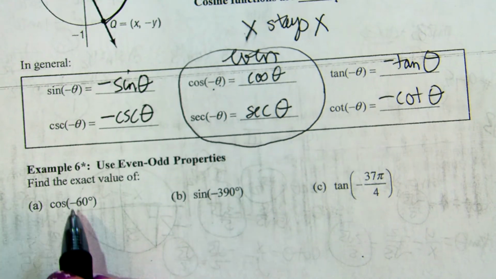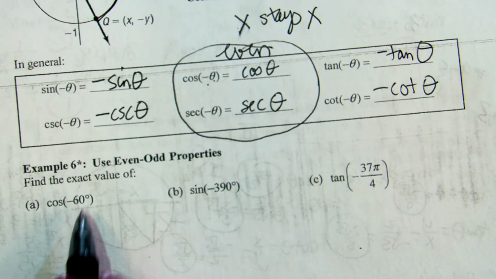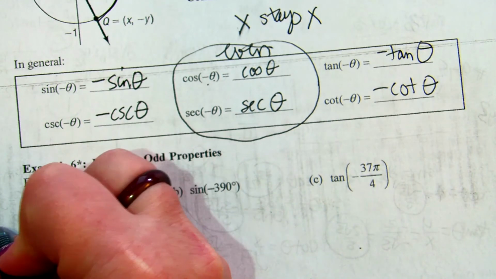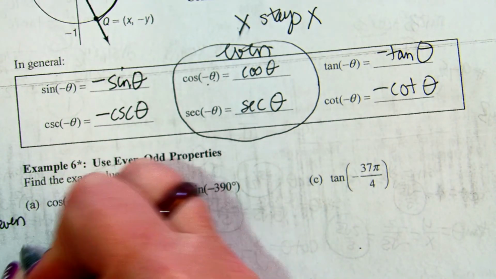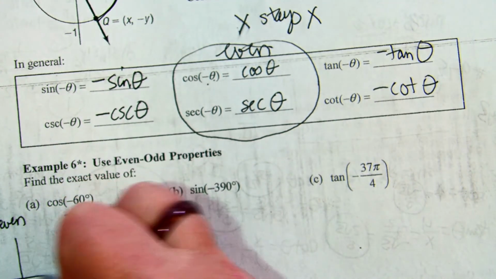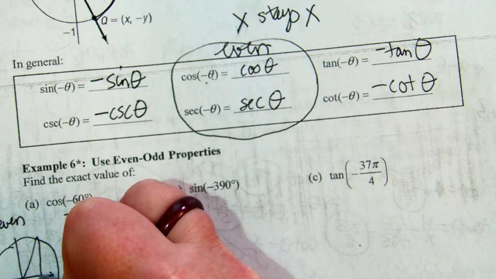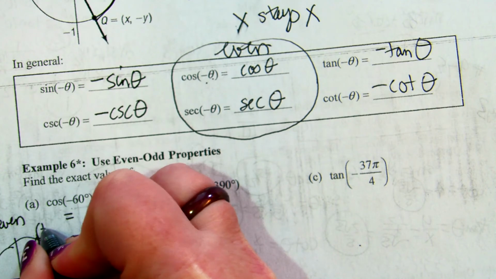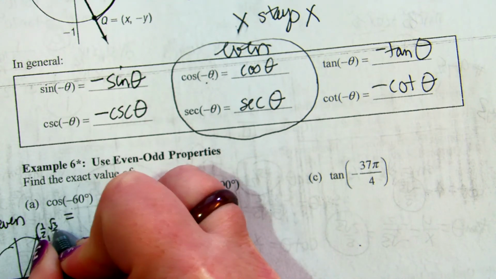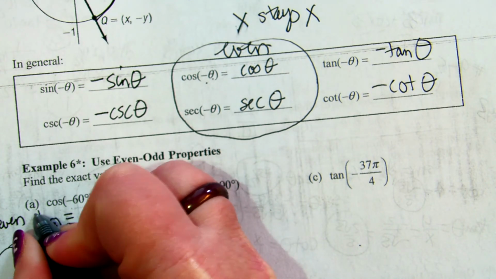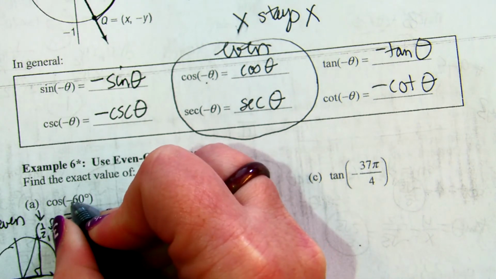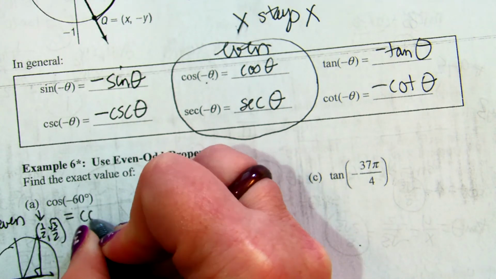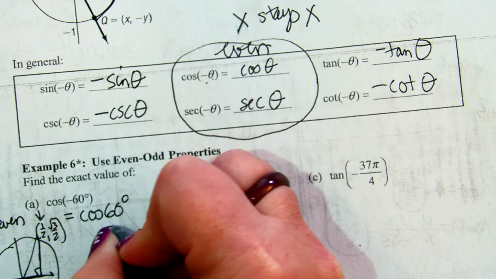Find the exact value of cosine of negative 60. Well, I know that it's even. And 60 degrees, in case you forgot, is up there. So you go right 1/2, up rad 3 over 2. Cosine is the 1/2 one. And it's negative, but cosine is even, so it's the cosine of 60. So it's just 1/2.